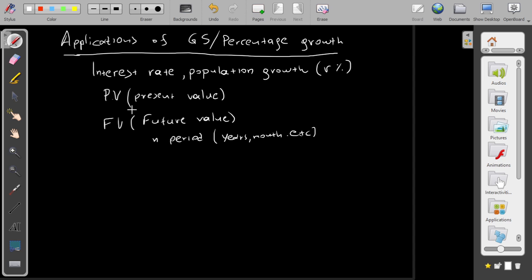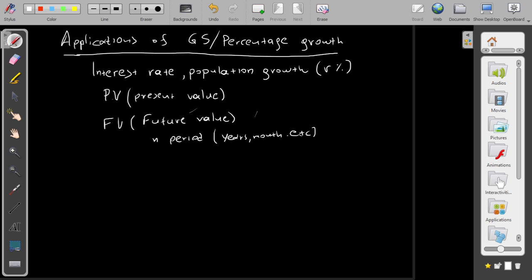The PV represents the present value of my investment or the population or whatever, and the FV is the future value of the topic that I'm interested in. Now, N is the periods that we have. All these interest rates are yearly, monthly, compounded, basically yearly, monthly, and so on.